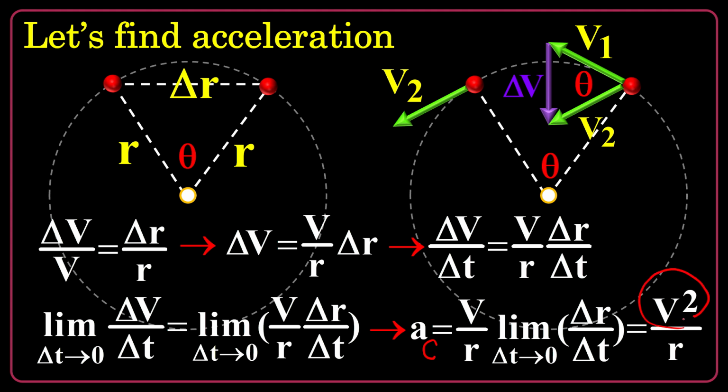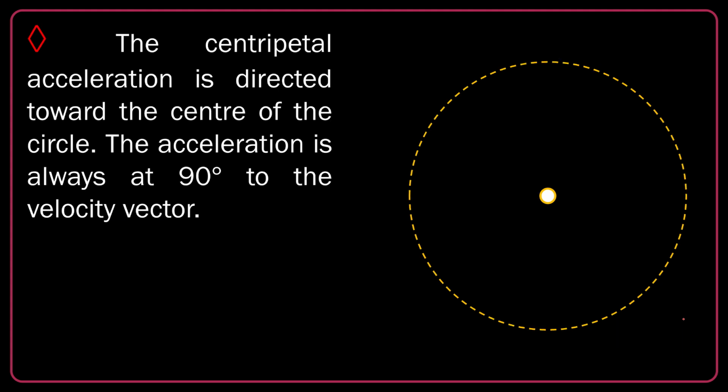The square of the speed divided by the radius of the circle. The centripetal acceleration is directed toward the center, as I mentioned. The acceleration is always at 90 degrees to the velocity vector. Why?